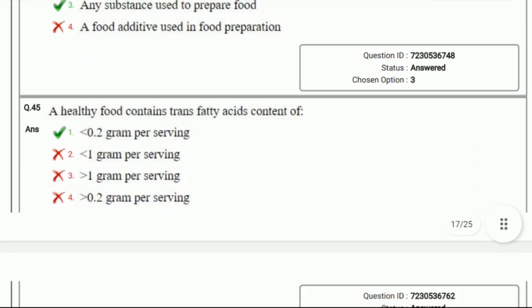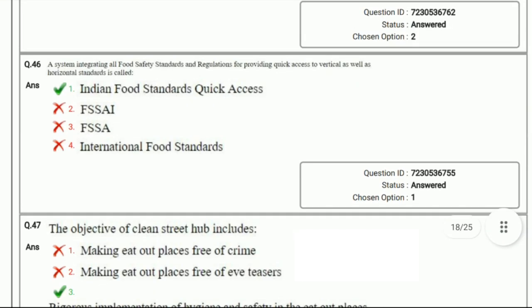Next question, a healthy food contains trans fatty acids content of. The answer is less than 0.2 gram per serving. Next question, a system integrating all food safety standards and regulations for providing quick access to vertical as well as horizontal standards is called. The same question we have just discussed. So the answer is Indian Food Standards Quick Access. So IFS Quick Access. Just a few questions before we have discussed the same thing.